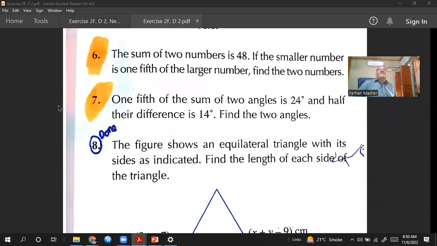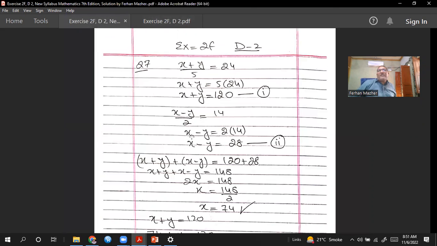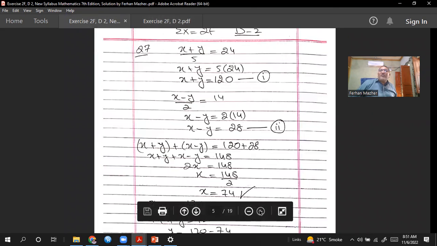So we are going to the next question, and the next question is question number 5. It says 1/5 of the sum of the two angles is 24, and half their difference is 14. Find the two angles. Okay, so suppose the one angle is x, the other one is y. So the sum of the two angles, x plus y, is equal to 24, and half their difference, (x minus y) divided by 2, is 14. So these are the two simultaneous equations. So simply we will solve them. So this is how you will do this question.